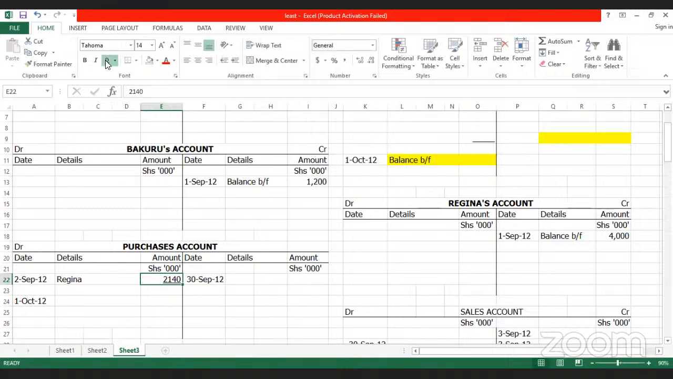Okay. Then, on the same date, they still purchased from Bakuru. Goods worth how much? 1,520,000.